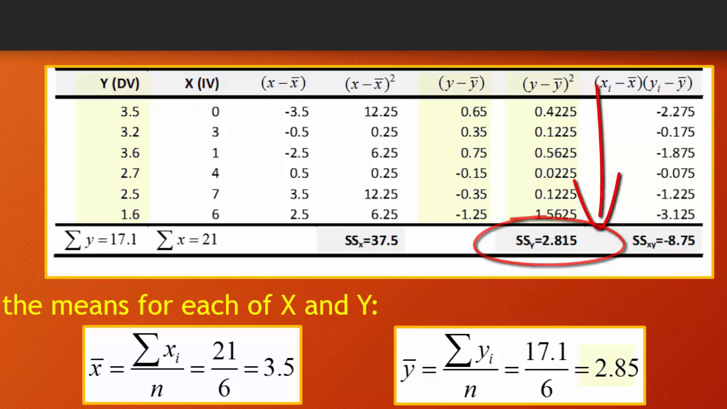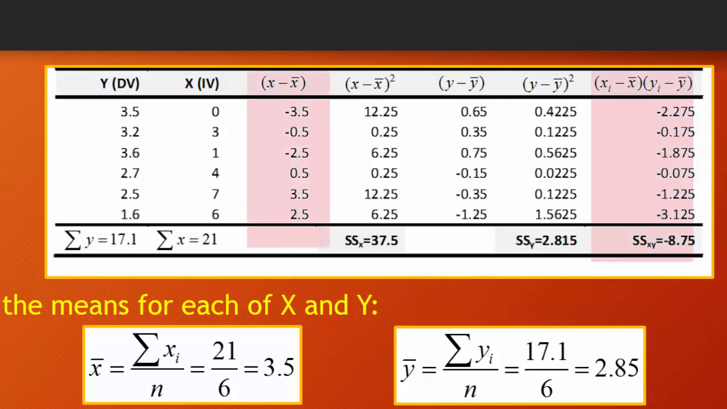That gives us a sum of squared errors for y of 2.815. Finally, let's get a sum of squared errors for x and y shared. So we'll take our x minus x bar column and multiply it by our y minus y bar column. In the case where we had an x of 0 and a y of 3.5, x minus x bar was negative 3.5, y minus y bar was 0.65, and the product of the two is negative 2.275.